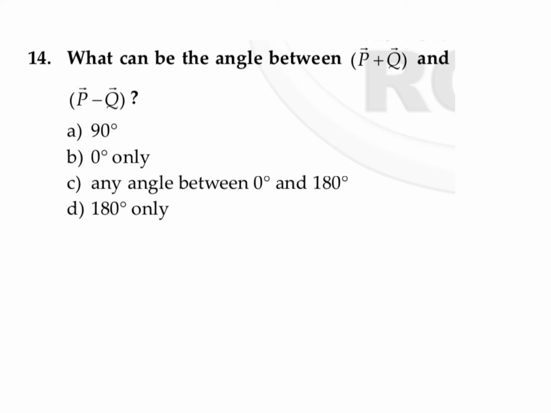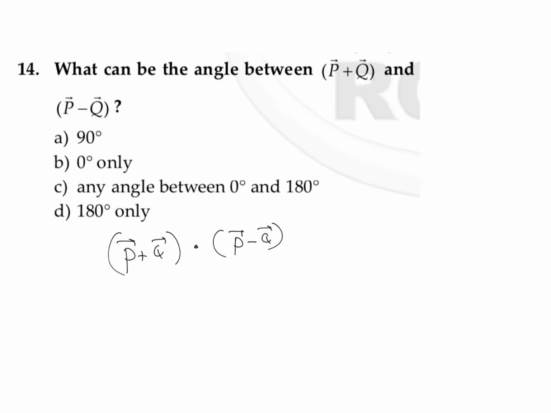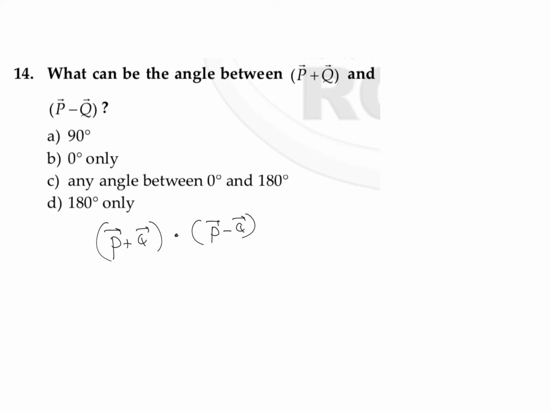In question number 14, it is given: what can be the angle between P plus Q and P minus Q? So our aim is to find out the angle between P vector plus Q vector and P vector minus Q vector. If you want to find out the value of the angle between any two vectors, we can use the concept of A vector dot B vector. So I'm just going to do that.